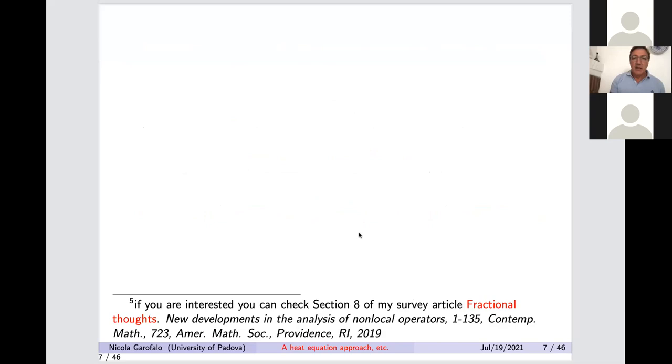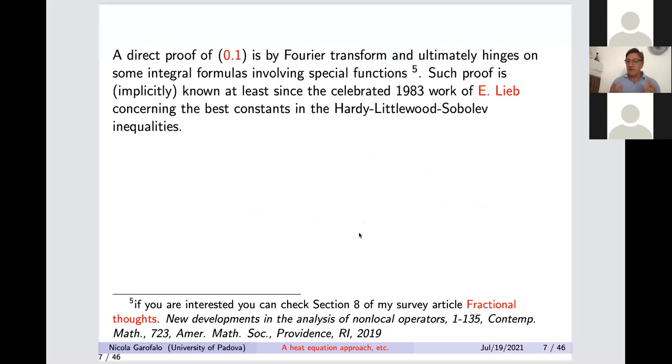All right, so a direct proof of this formula 0-1, which is called an intertwining formula, is by Fourier transform. And ultimately, it's a non-trivial proof. It ultimately hinges on some integral formulas involving special functions. The proof of that formula 0-1 is at least known since the celebrated 1983 work of Elliott Lieb concerning best constants in the Hardy-Littlewood-Sobolev inequalities. If you are interested in a full proof of that formula, you can look up my survey article listed down here.